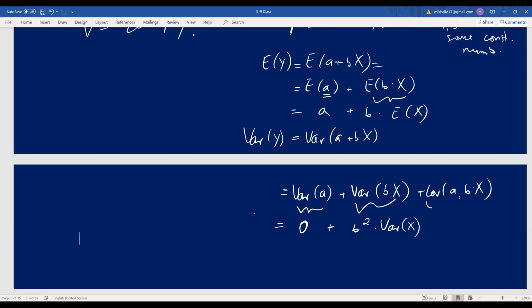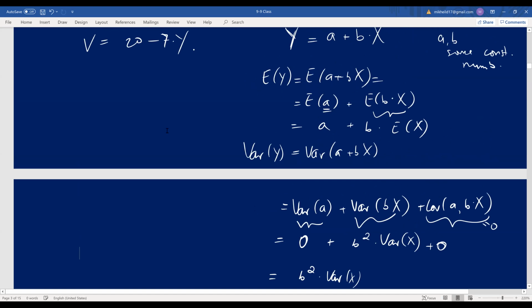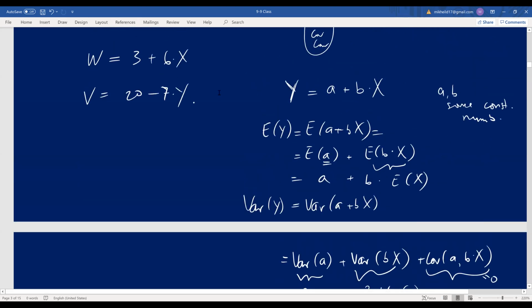Can you tell me what is covariance between a and b times x? A and b are constant numbers. X is a random variable. This equals 0, right? So we have b squared times variance of x. So we can apply this to this. So guys, we already have everything calculated for x and y.